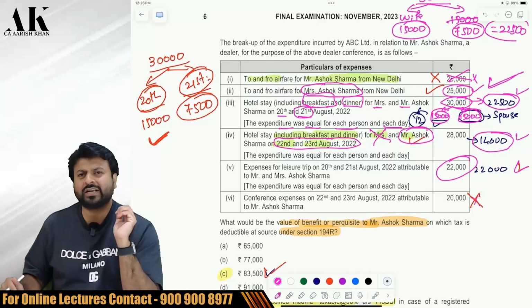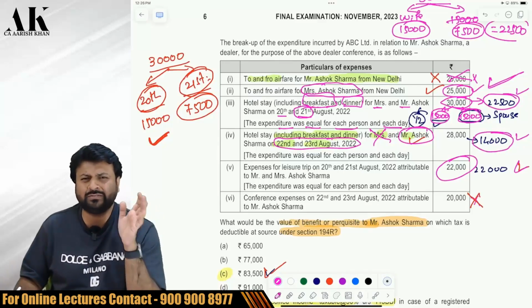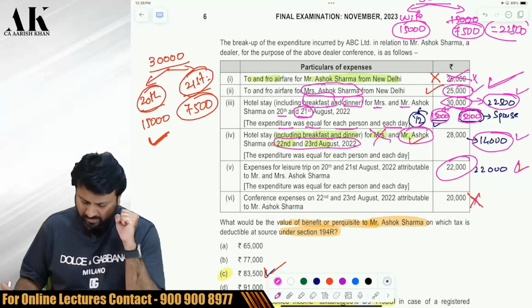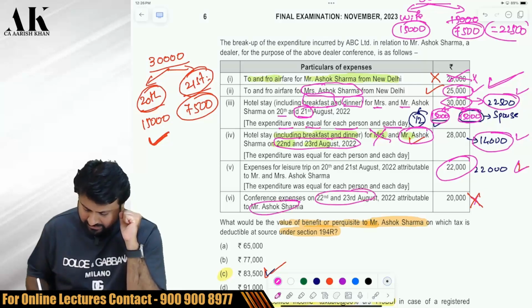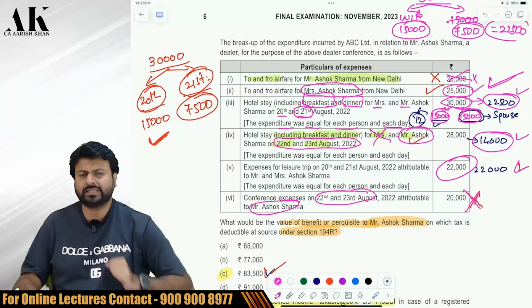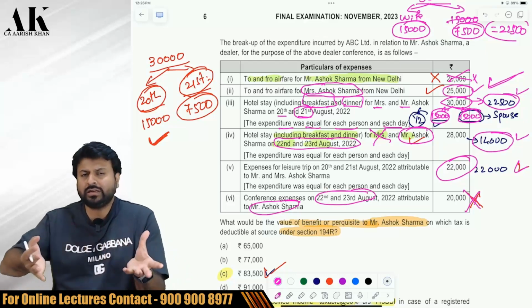Next, leisure trip fully taxable. Leisure trip, there is no second thought. Leisure trip is taxable for husband also, wife also. You are not supposed to go to the dealer conference for a leisure trip. And then conference expenses on 22nd and 23rd attributable to Mr. Ashok Sharma. This is not taxable, because this is conference expense and that is attributable to the dealer.